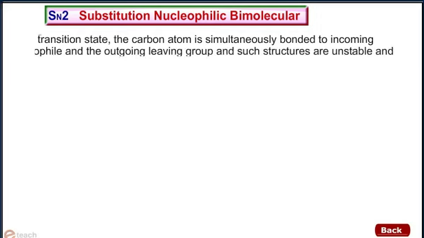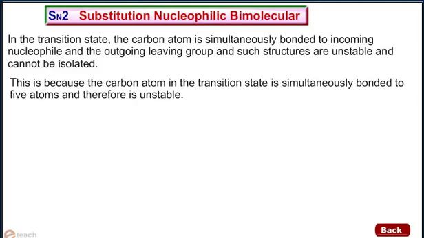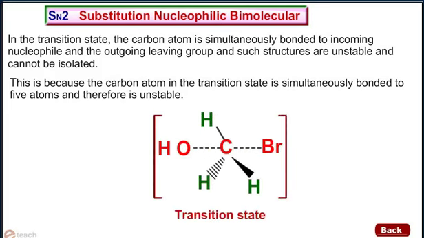In the transition state, the carbon atom is simultaneously bonded to the incoming nucleophile and the outgoing leaving group, and such structures are unstable and cannot be isolated. This is because the carbon atom in the transition state is simultaneously bonded to 5 atoms and therefore is unstable. You can here see a transition state of CH3OHBr.